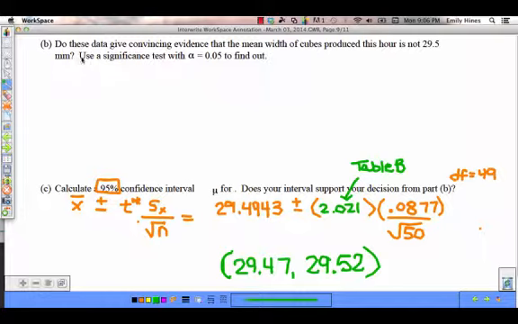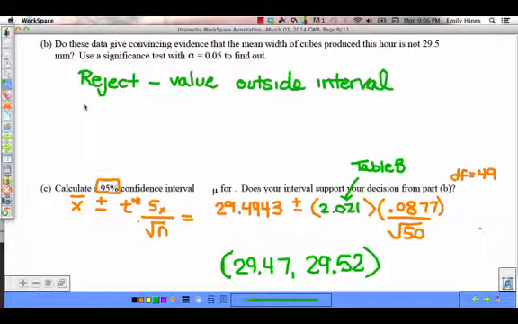That's how, remember how confidence intervals and two-sided tests are related. If I am rejecting, the value has to be outside of my interval. And if I am failing to reject, the value is inside the interval. And in this case, since the value is inside the interval, it goes along with the fact that I needed to fail to reject.